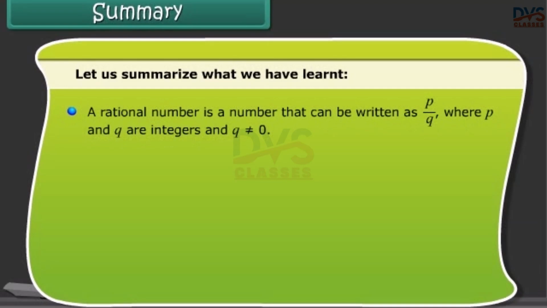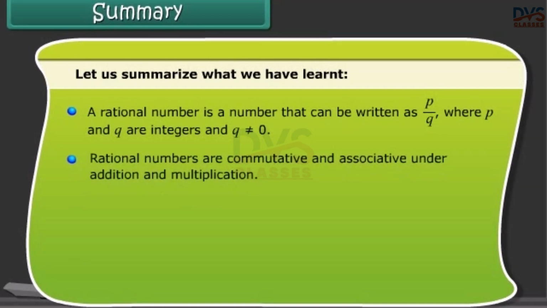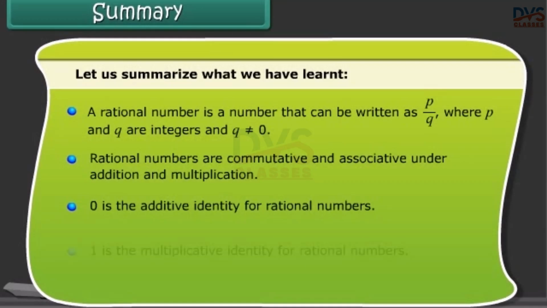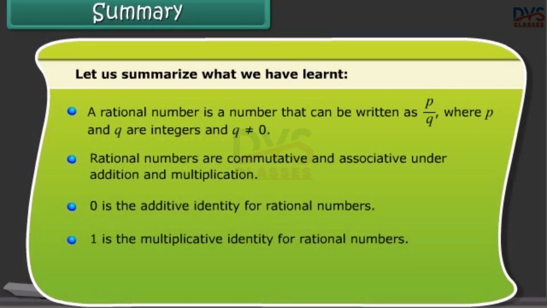A rational number is a number that can be written as P upon Q, where P and Q are integers and Q is not equal to 0. Rational numbers are commutative and associative under addition and multiplication. 0 is the additive identity for rational numbers. 1 is the multiplicative identity for rational numbers. The additive inverse of P upon Q is minus P upon Q and vice versa.